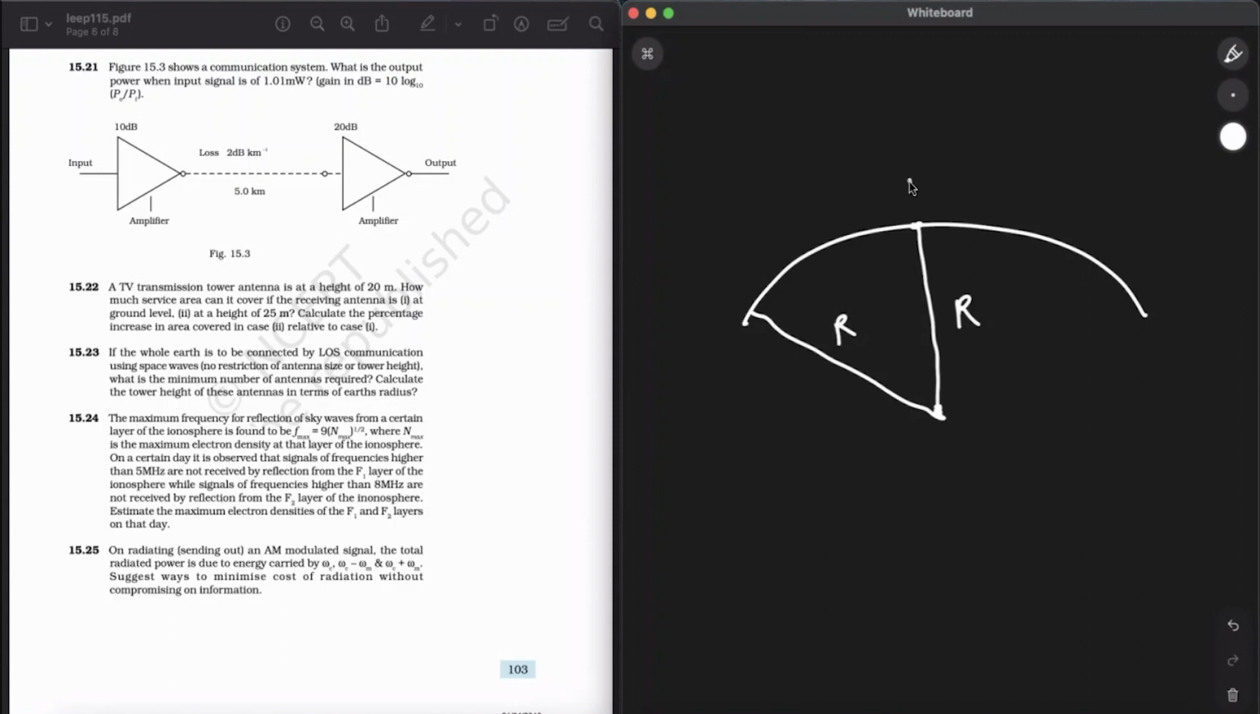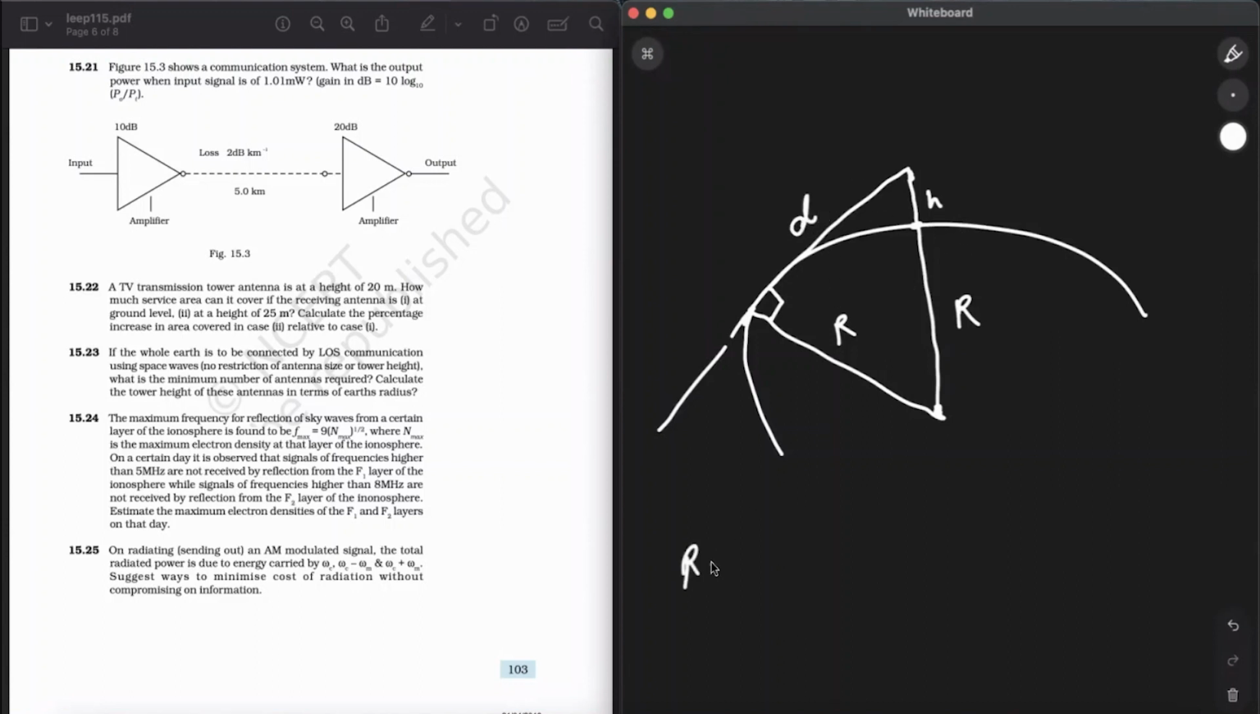Is it a height of? Let's say this is the height. Now it can go till where? Till this point. Then the curvature is going like this, and this point is tangent. So R, and since this is the point of tangency, it will join the line between the center at a 90 degrees angle. And this is the distance that it can cover.